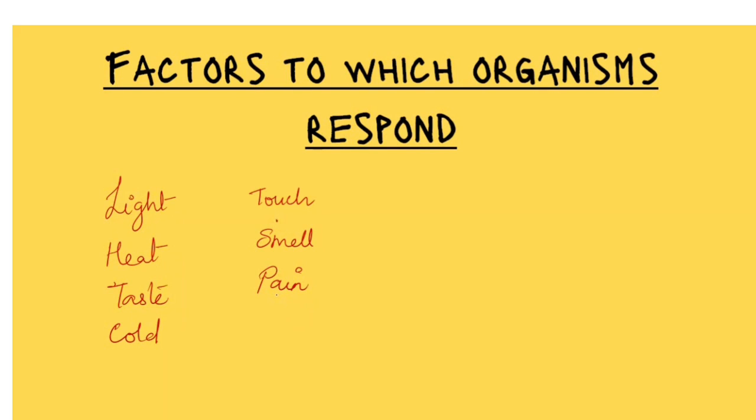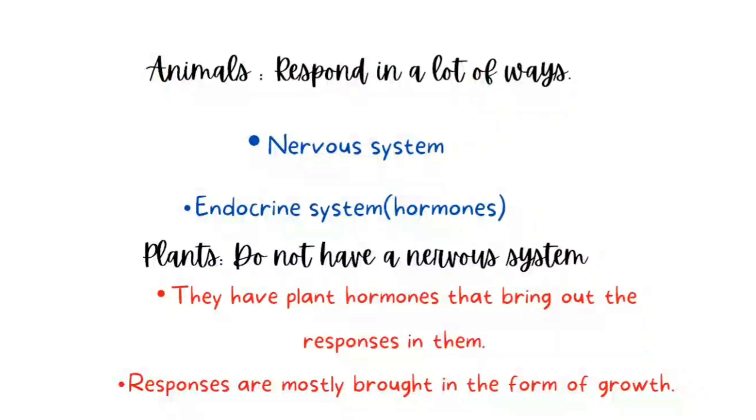Now, moving forward, animals respond in a lot of ways. First we need to understand who gives a response to all these stimuli. Basically, all living organisms respond to stimuli or environmental actions. Animals respond in a very different way and plants respond in a very different manner.